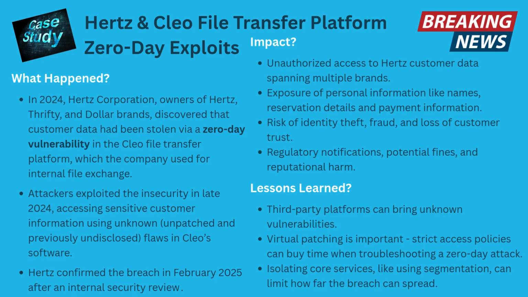Virtual patching, like putting in temporary safeguards, can help limit access while a permanent fix is in development. Network segmentation is also important. By isolating critical services, you reduce the chances of an attack spreading through the whole system.